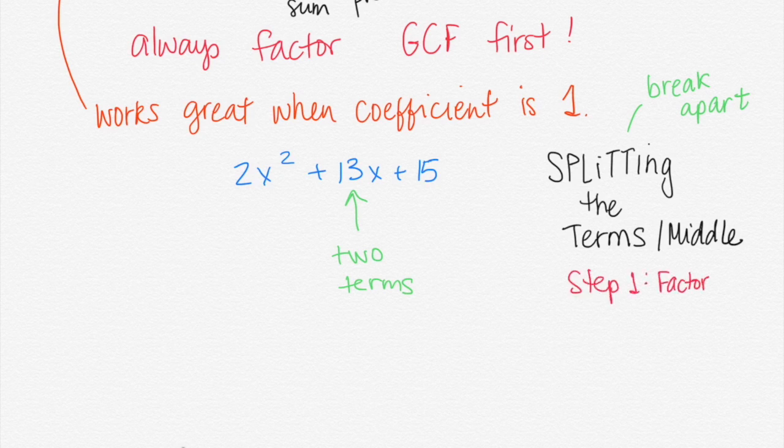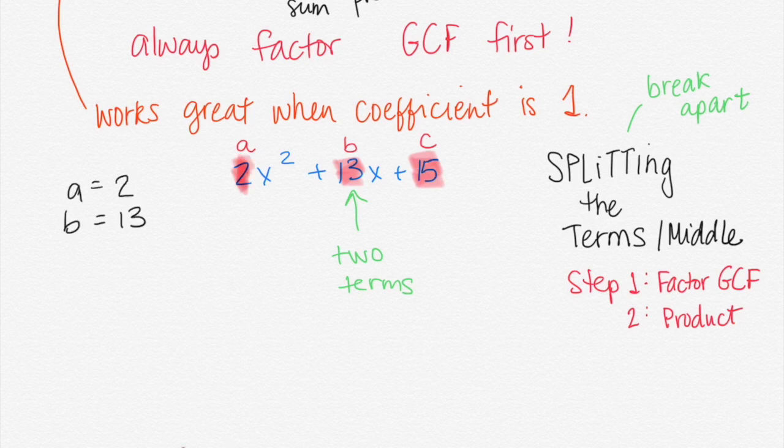Step by step, the first thing we're going to do is you always want to factor out any greatest common factor that you have. In this case, there's no common factors between 2, 13, and 15. So we're going to keep moving. I'm going to now label each individual monomial in this trinomial as A, B, or C. And that mainly means the coefficient, the number.